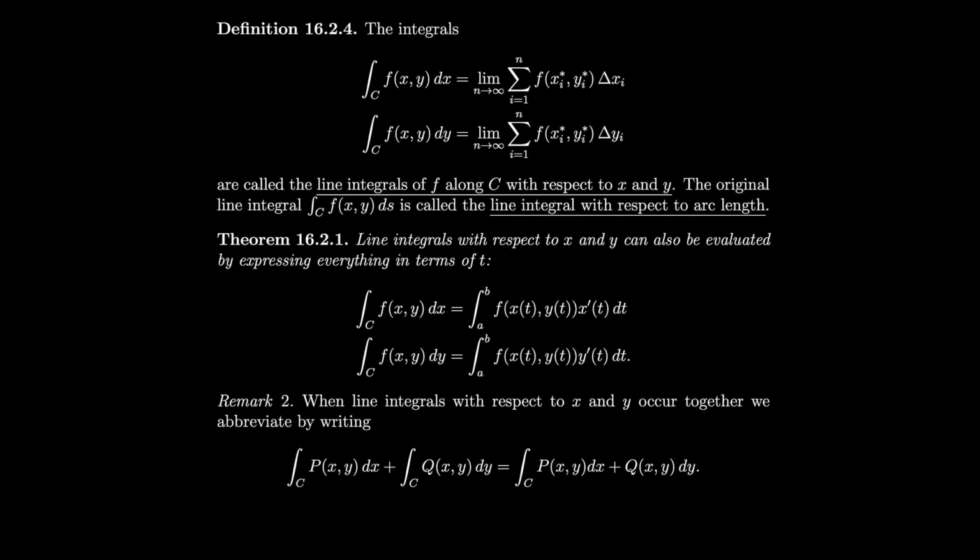Next up, the line integral of f of x, y dx equal to the limit of the Riemann sum times delta x i, the change in the x value, and the line integral of f of x, y dy equal to the limit of the Riemann sum times delta y, the change in the y values, are called the line integrals of f along the curve C with respect to x and y. So the original line integral ds is called the line integral with respect to arc length.